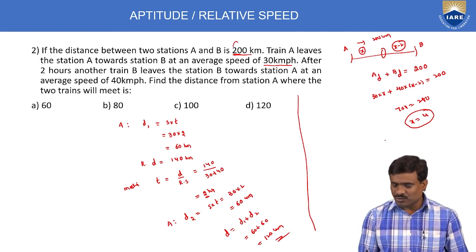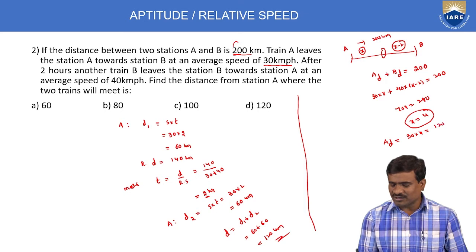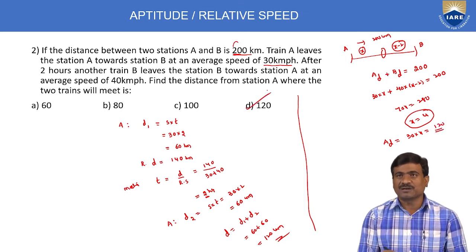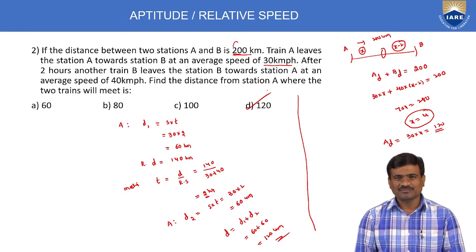Here calculate only A's distance. A's distance is equal to 30 into x, 30 into 4, 120 kilometers. Option D only is correct. This is about the second example.